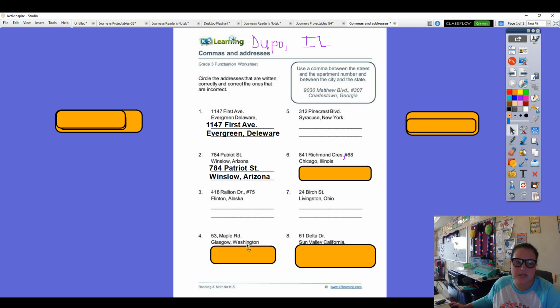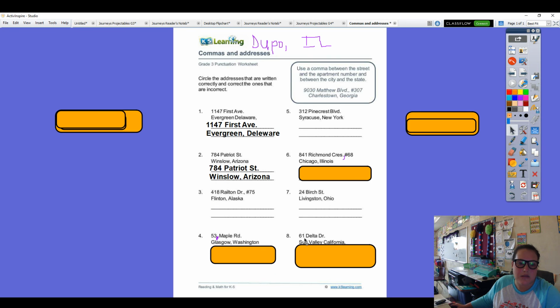Down here, 53 Maple Road, Glasgow, Washington. Glasgow's our city, Washington's our state, and we have a comma that's separating the two, but we also have this comma up here after 53, separating the house number from the street. We do not need that comma there, so we would ignore that, we would erase that.